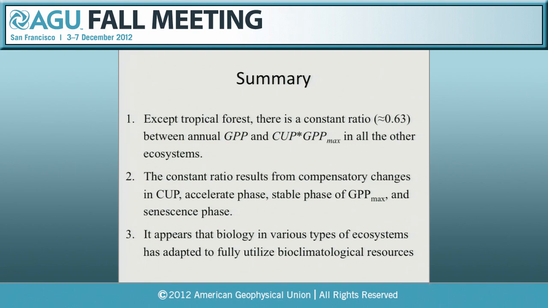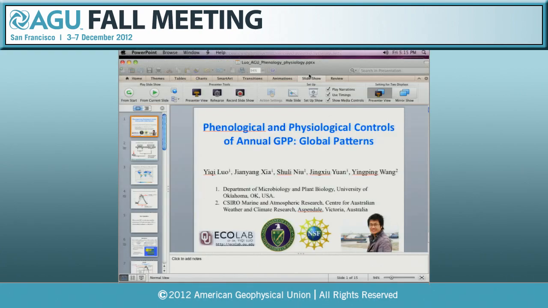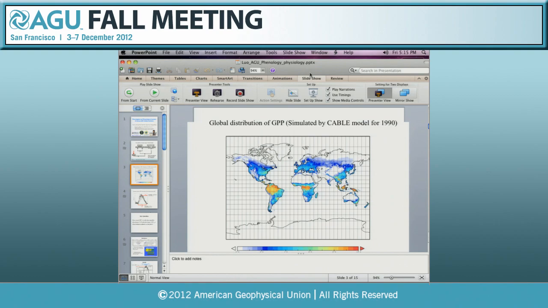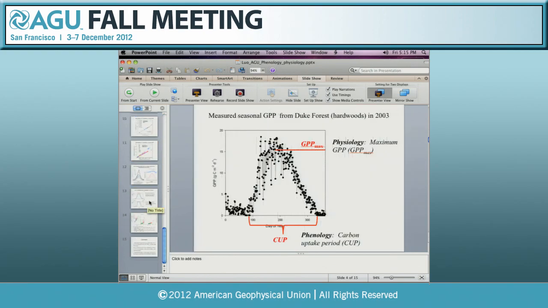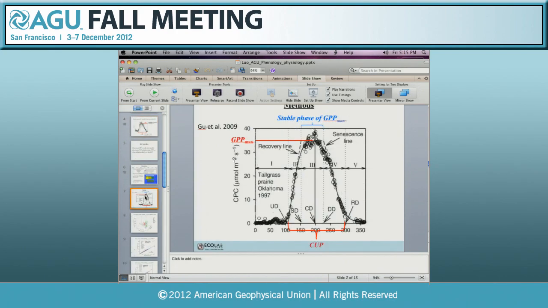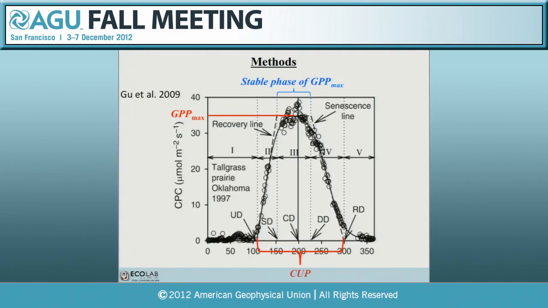Well, what's the value? For GPP maximum, we use the Lianhong method. Basically, this is the method we used. We tried different ways to calculate the cap and the maximum GPP, and we found that Lianhong's method is probably the best one, and the most reliable.